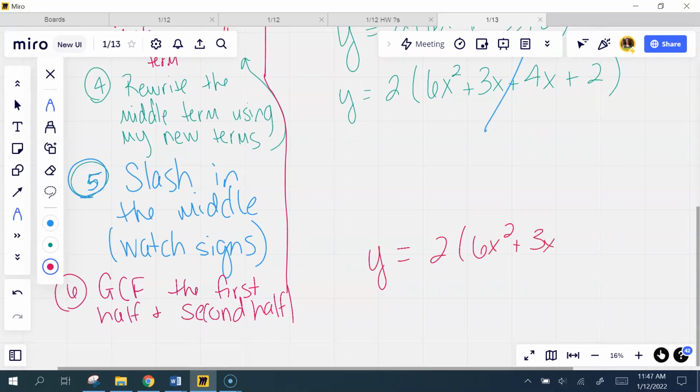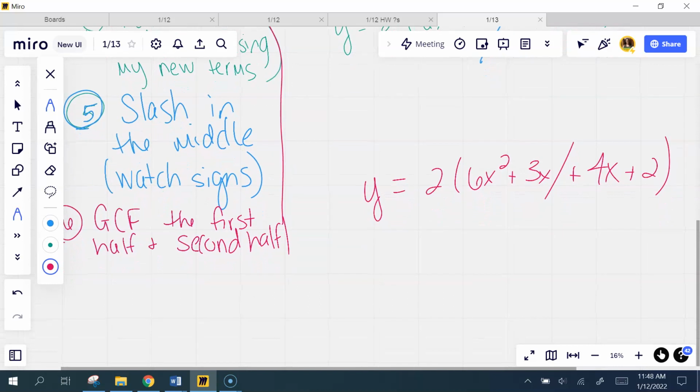This is one of those things that takes me a while to explain, but if the problems themselves don't take long, it just takes a while to explain from start to finish. So if I look at these first two terms, this first half here, what is the GCF of 6x squared and 3x? I hope you said, well, it's 3x. So if I take a 3x out of both of these terms, I'm left with 2x plus 1.